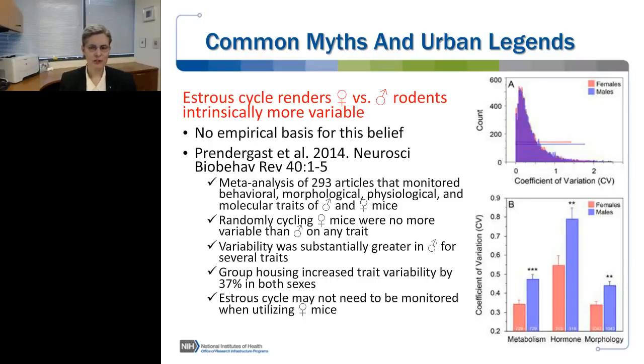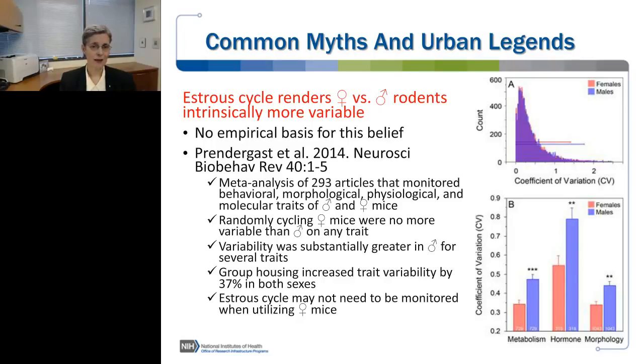I want to refer you to a meta-analysis of 293 articles done by Prendergast and colleagues that monitored behavioral, morphological, physiological, and molecular traits of female and male mice. What they found was that randomly cycling female mice were no more variable than males on any particular trait, and that's shown here by this figure in the upper hand of the slide. What they also found was that the variability was substantially greater in males for several traits, as is shown in this lower figure here.